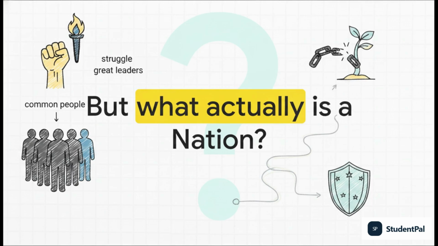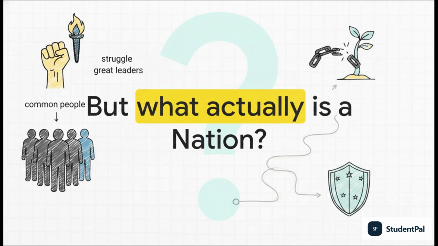Which brings us to a massive philosophical question. What actually is a nation? I mean, is it just people speaking the same language? Is it just a specific piece of land? To answer this, your textbook introduces a brilliant French philosopher named Ernst Renan. In a famous lecture at the University of Sorbonne in 1882, Renan completely shifted the perspective. He pulled us away from Sorrieu's artistic dream and threw us right into historical reality.